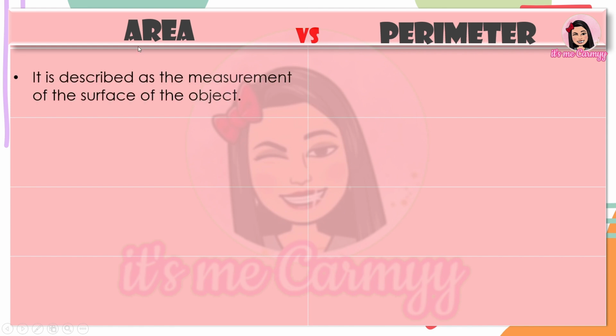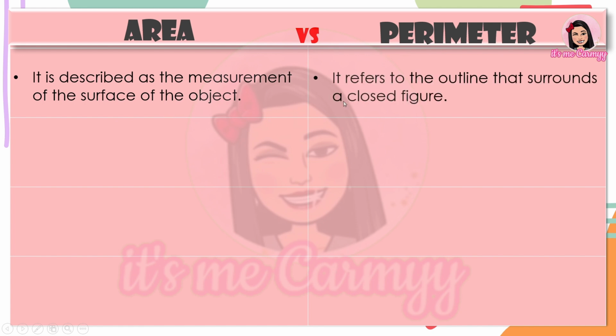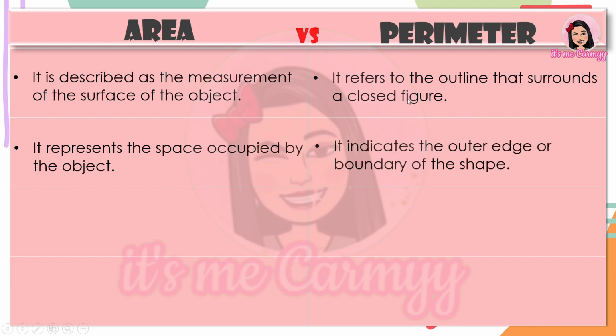So, area versus perimeter. Area is described as the measurement of the surface of the object, while the perimeter refers to the outline that surrounds a closed figure. Area represents the space occupied by the object, while the perimeter indicates the outer edge or boundary of the shape.